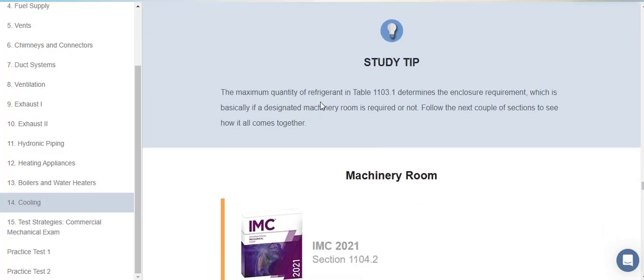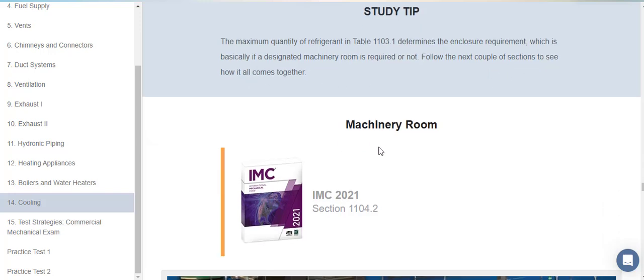Study tip: the maximum quantity of refrigerant in Table 1103.1 determines the enclosure requirements, which basically decides if a designated machinery room is required or not. Follow the next couple of sections to see how it all comes together.